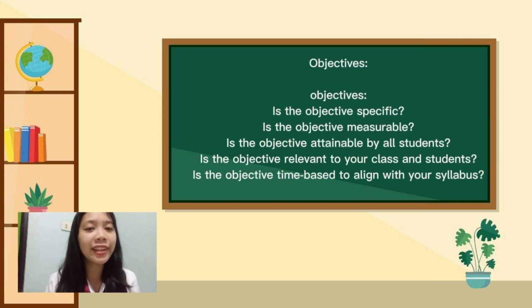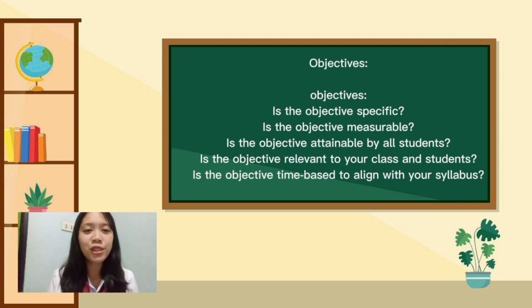Remember the SMART criteria? S is for specific. Is the objective specific? M is for measurable. Is the objective measurable? Is this objective attainable by all students? Is the objective relevant to your class and students? And is the objective time-based to align with your syllabus?